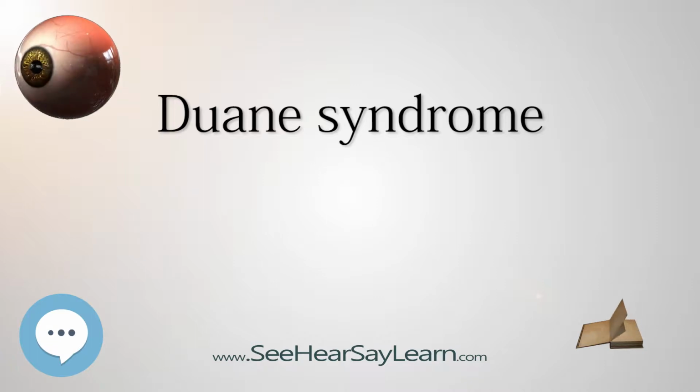While usually isolated to the eye abnormalities, Duane syndrome can be associated with other problems including cervical spine abnormalities, Klippel-Feil syndrome, Goldenhar syndrome, heterochromia, and congenital deafness.